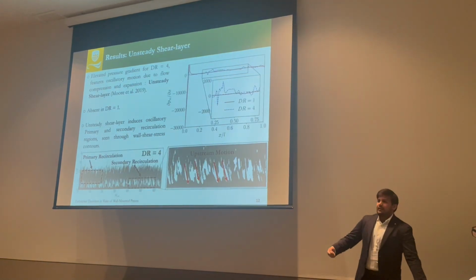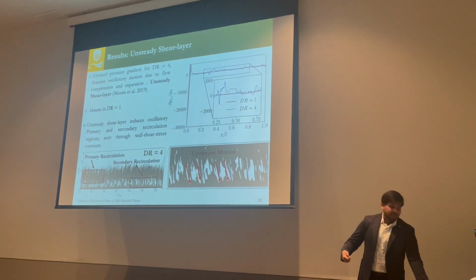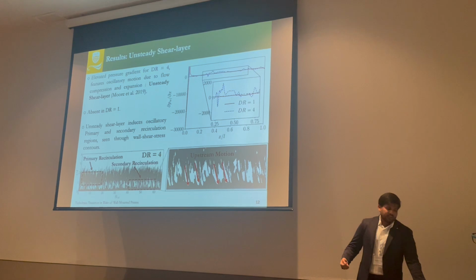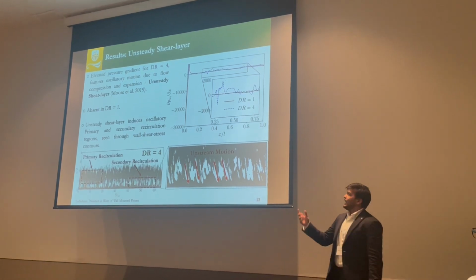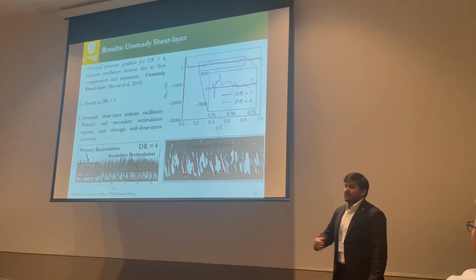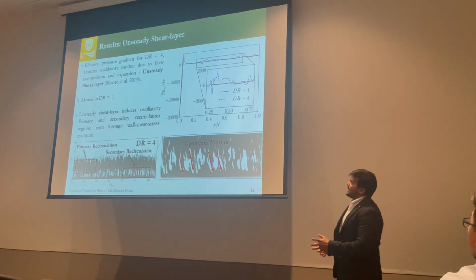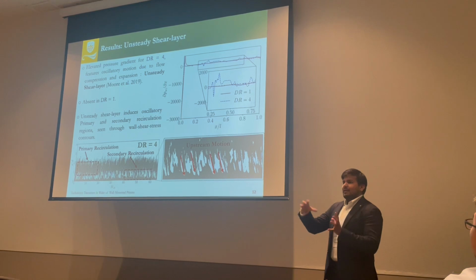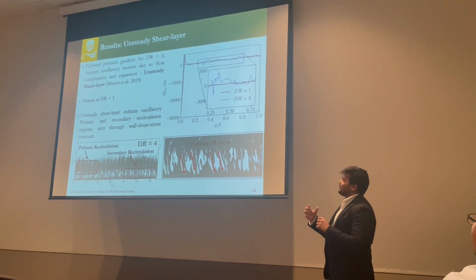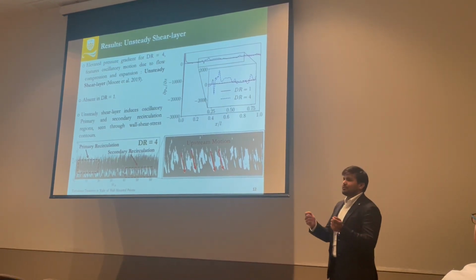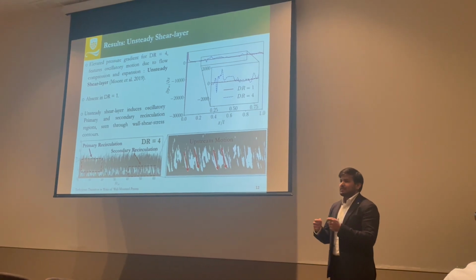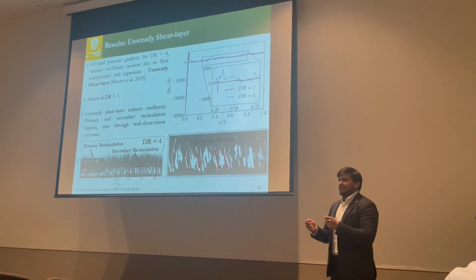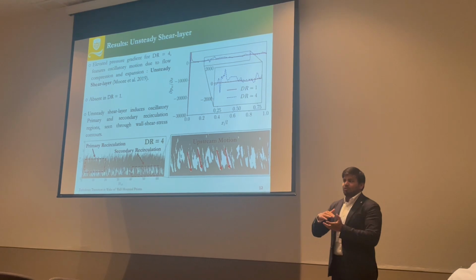Further, in building towards the mechanism of transition, I start by first looking at the motion of the unsteady shear layer. Now, based on the study by Moore and others, an abruptly separated shear layer features oscillatory motion due to the flow compression and expansion, which is termed as an unsteady shear layer resembling a flapping-like motion.